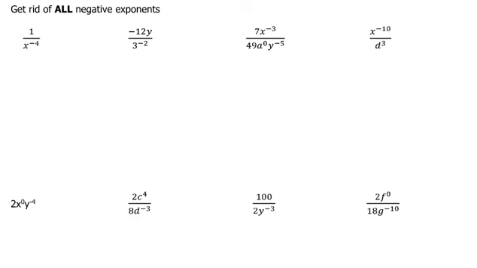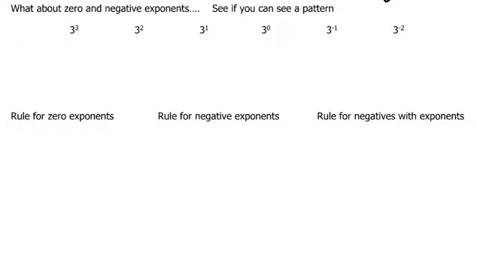Over here, okay, x to the negative 4. Okay, a negative exponent. We weren't ready for x to the negative 4. Okay, we need to go over here and look at the 0 and negative exponents.